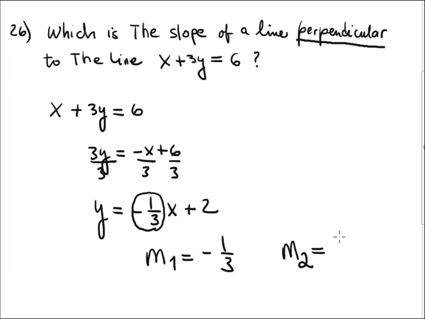So it's 3 over 1 and positive. See, negative becomes positive. And the conclusion is just 3. So the answer is the slope 2 of the perpendicular line is 3.